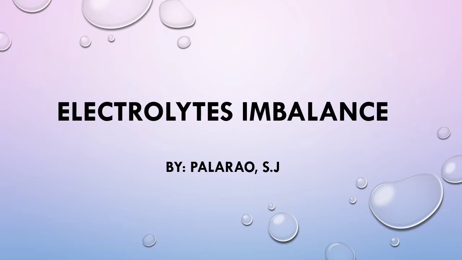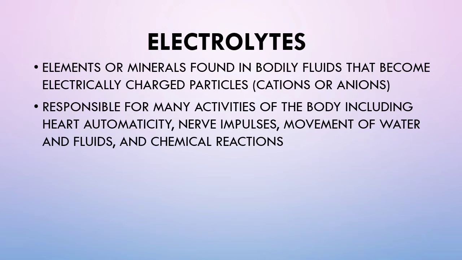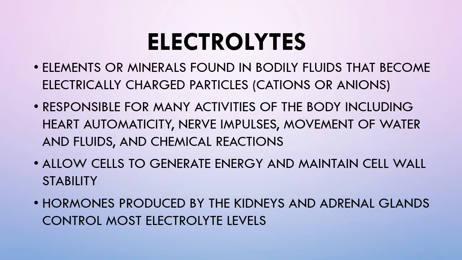Electrolyte imbalance. Electrolytes are elements or minerals found in bodily fluids that become electrically charged particles, namely cations or anions. They are responsible for many activities of the body including heart automaticity, nerve impulses, movement of water and fluids, and chemical reactions. They also allow cells to generate energy and maintain cell wall stability. And hormones produced by the kidneys and adrenal glands control most electrolyte levels.